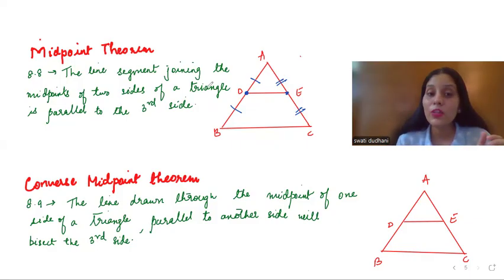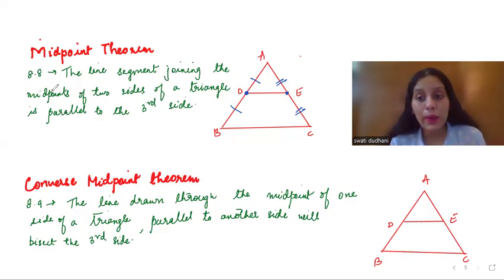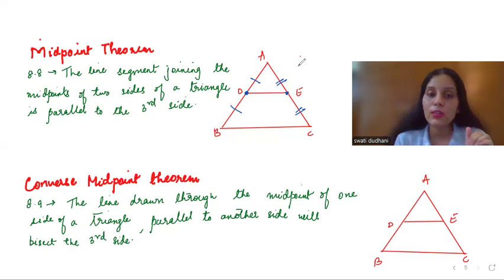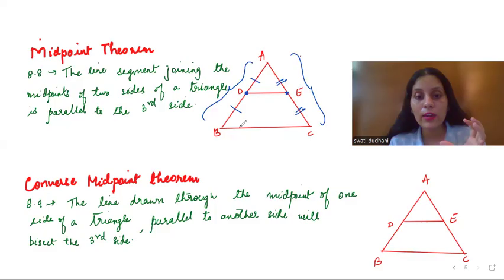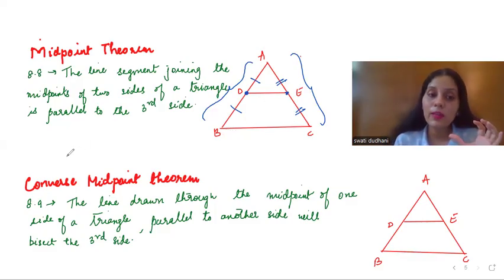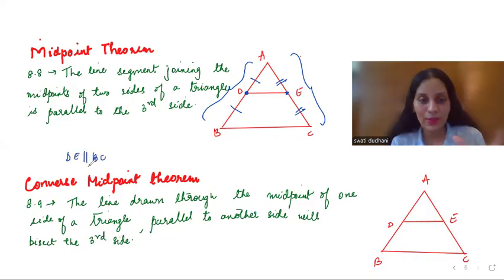So the line segment joining the midpoints of two sides of the triangle is parallel to the third side. So this is one side, this is one side. So which is your third side? Your third side is BC. So then DE will be parallel to BC is what is given.